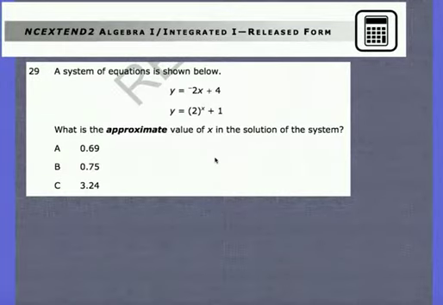Number 29 says a system of equations is shown below. y equals negative 2x plus 4, y equals 2 to the x plus 1. What is the approximate value of x in the solution of the system?